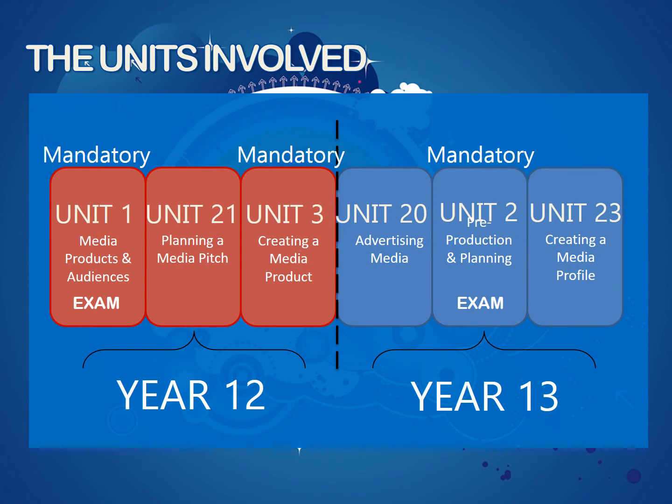So the way this course is structured, there are 6 units over the 2 years. You will sit 3 in year 12 and 3 in year 13. And we'll talk more about these in due course, but you can see in year 12 there is an examined-based unit. There is a unit centred around planning a media pitch, and there's a unit centred around creating a media product, and that might be a video or a magazine depending on what route we choose to go down that year. In year 13 there are 2 more coursework units, one focused around creating media for advertising and one focused around creating a media profile, and there is a second exam around the concepts of pre-production and planning.